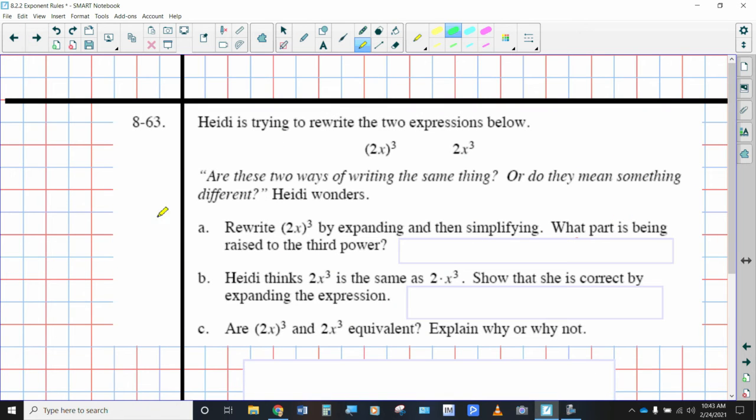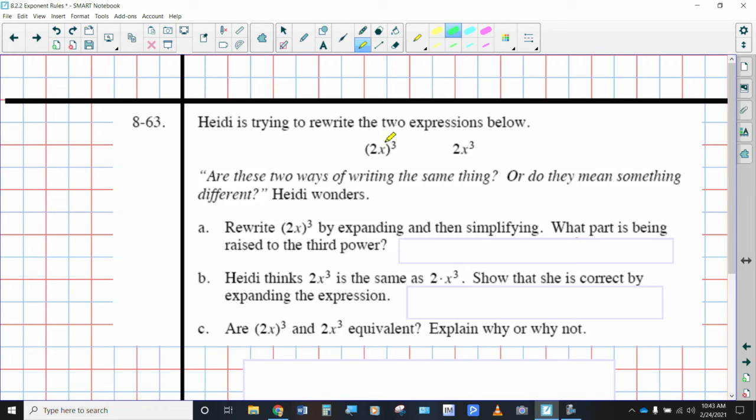All right, so Heidi's trying to rewrite the two expressions below. This says 2x to the third power, and this says 2x to the third power. Notice when I say both of them, they sound exactly the same. But having parentheses in one of them changes the dynamics of the expression. If it didn't, then there'd be no point of having the parentheses there.